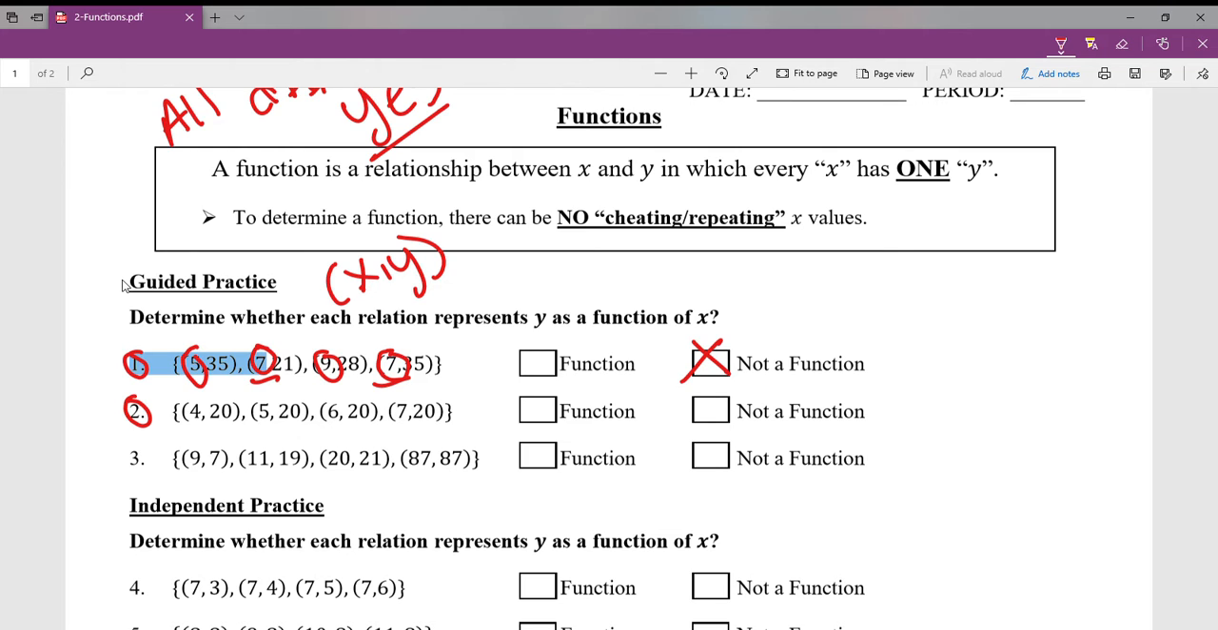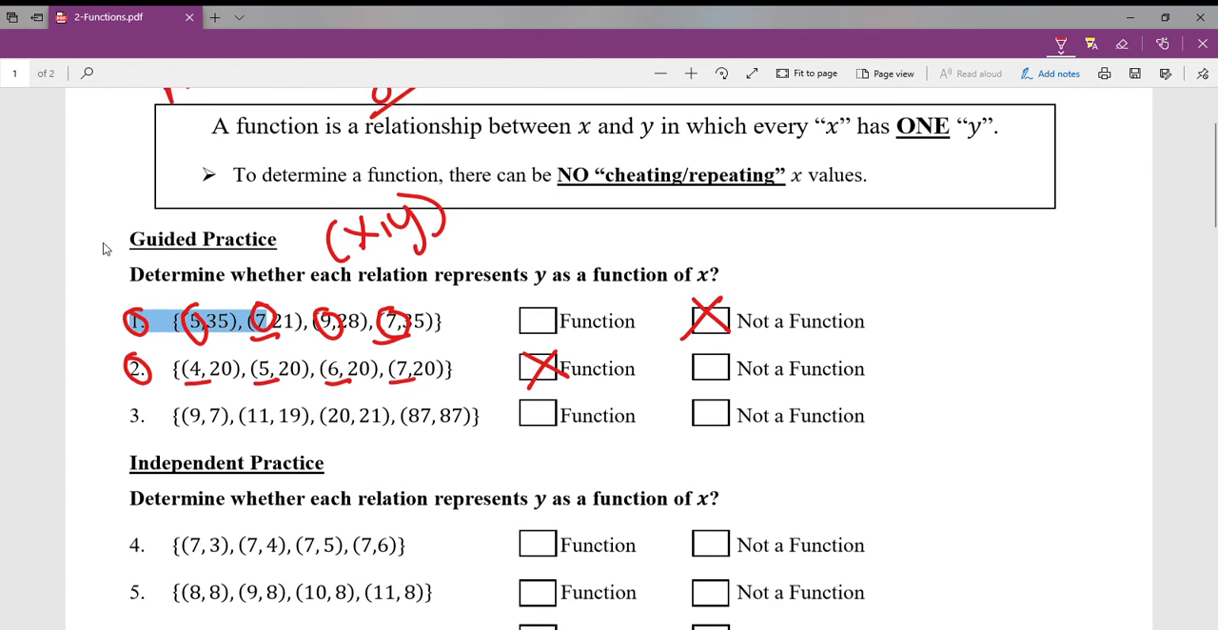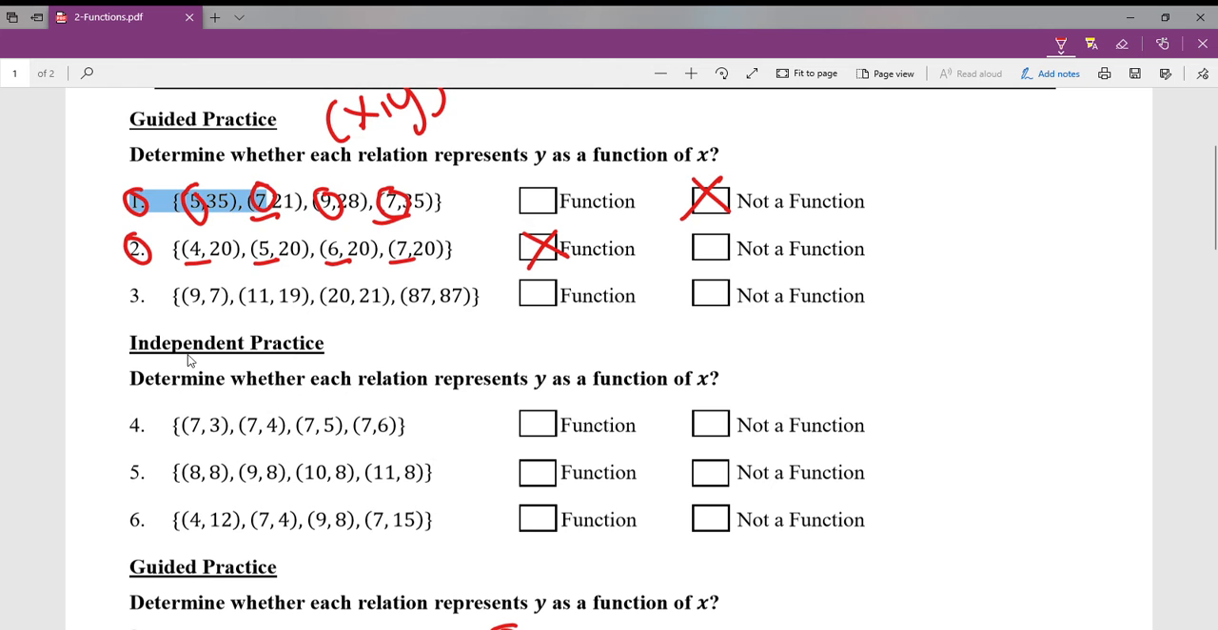So then when I take a look at number 2, again, all my x values, 4, 5, 6, 7, are they all different? Yes. So yes, it is a function. So that's what we're going to do for 1 through 6. Again, only looking at the x values.